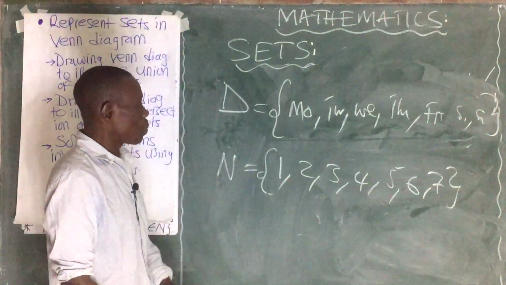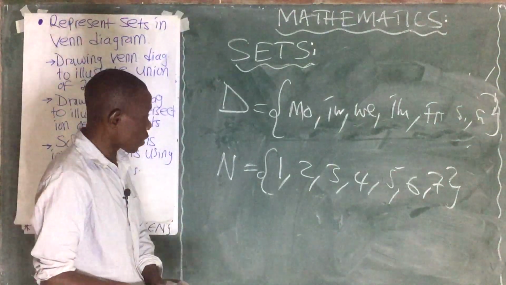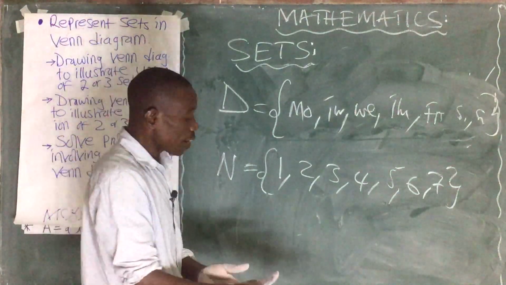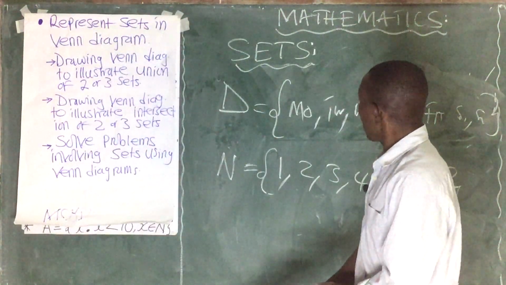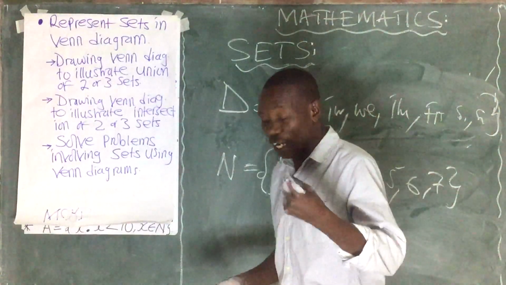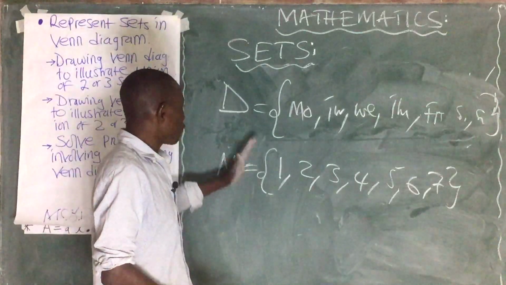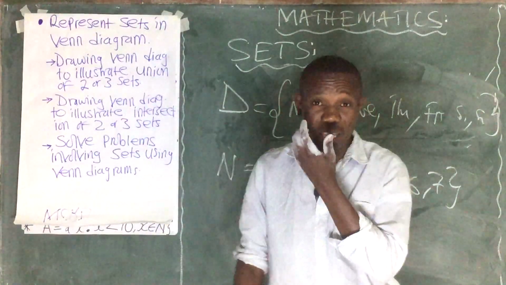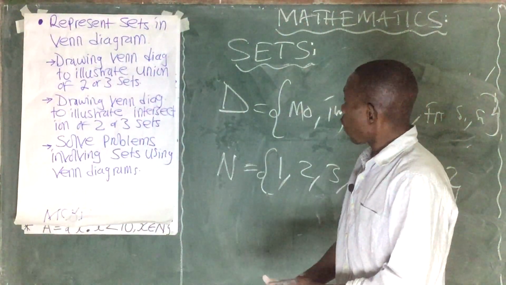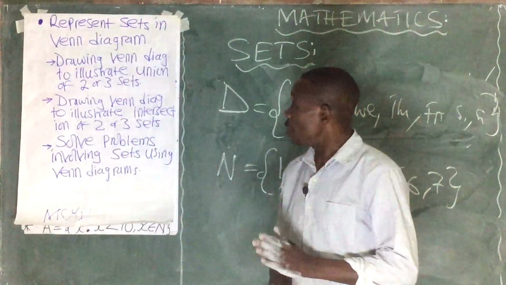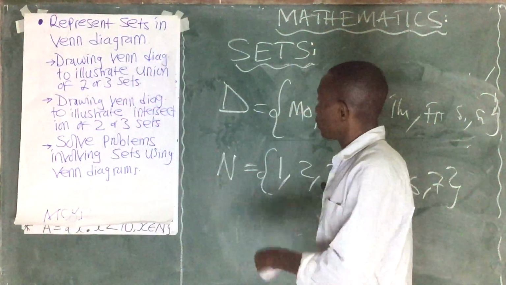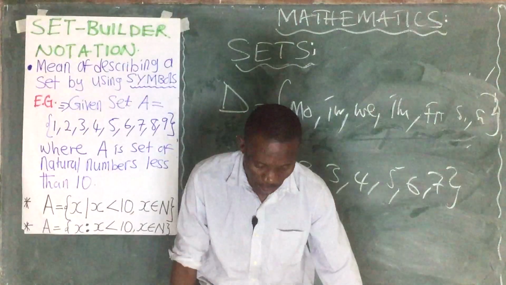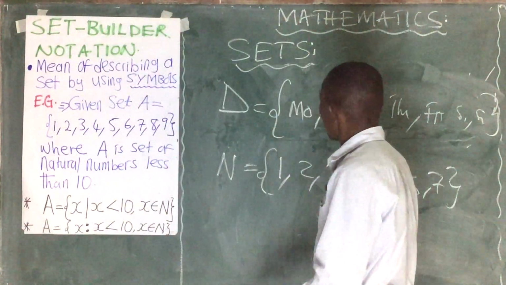This particular presentation is the one that we are already used to, and we have been using it since JCE. But now here in Form 3, at least now advanced level, we have another way we can present the elements of a set, apart from listing them directly. What is this other way? This is what we're going to discuss right now. The second way is by the use of what we call set builder notation.